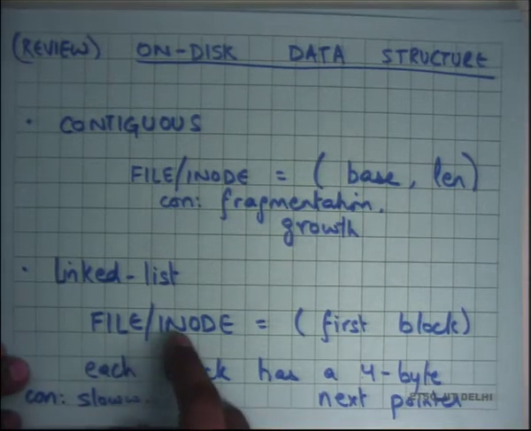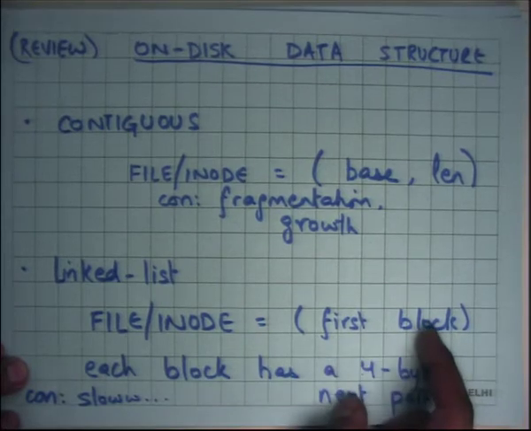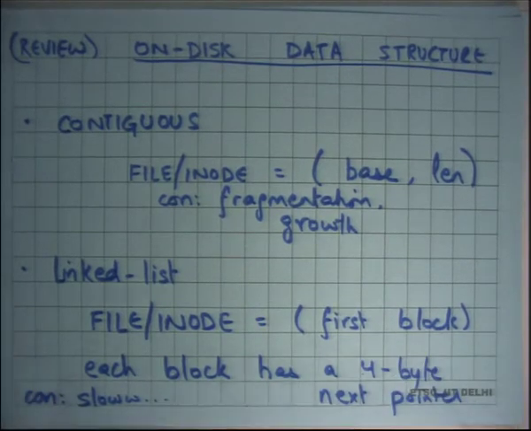which lets the file or inode contain a pointer to the first block, and then each block has a 4-byte next pointer. This gets rid of the problems of fragmentation and also growth. Growth is very easy, fragmentation is no problem, but it is very, very slow, right? It's slow not only because of sequential access, because for sequential access you have to just keep seeking, because the file blocks will be strewn all around the disk, but it's especially bad for random access.